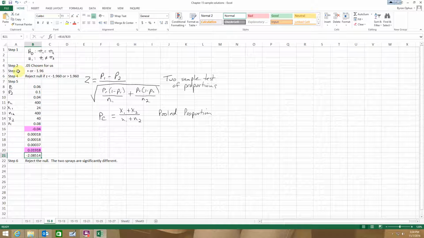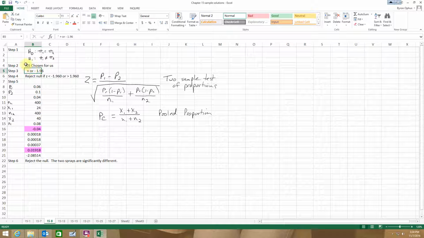Step 2 is simple. It just says I'm using the 0.05 significance level. Can we conclude that there's a difference in the proportion? So that's chosen for us. Step 3 then says, what is the critical value? What's the critical value of Z? So I have to look that up.